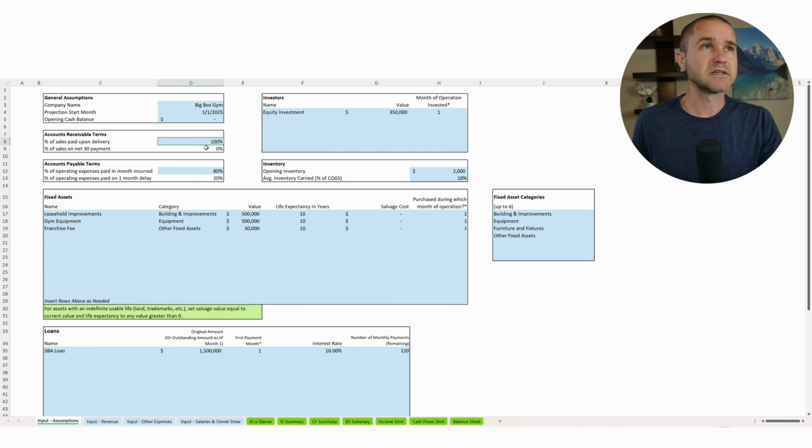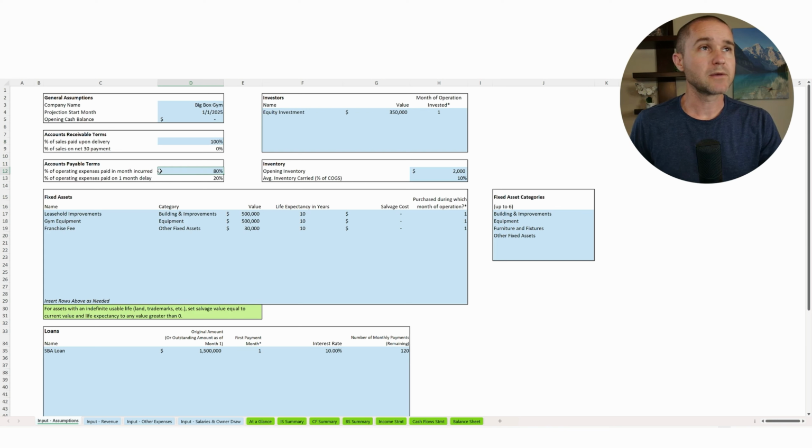For accounts receivable terms, I would just keep this at 100%. You are going to receive payment for your memberships or classes that you're providing upfront, right? You're not going to let someone utilize the gym and then invoice them later. So you're going to get paid up front.